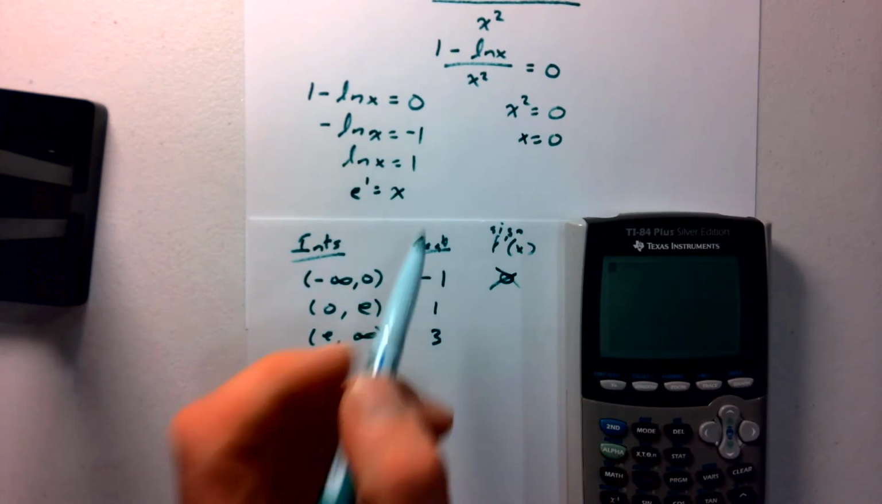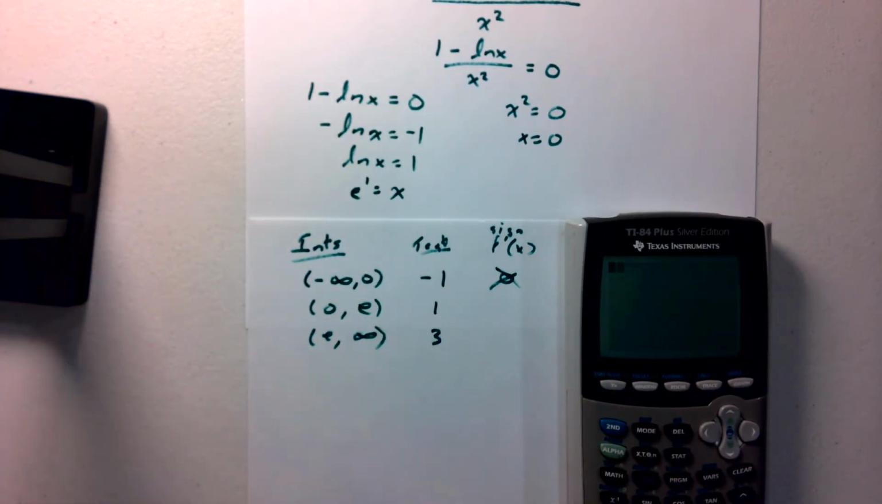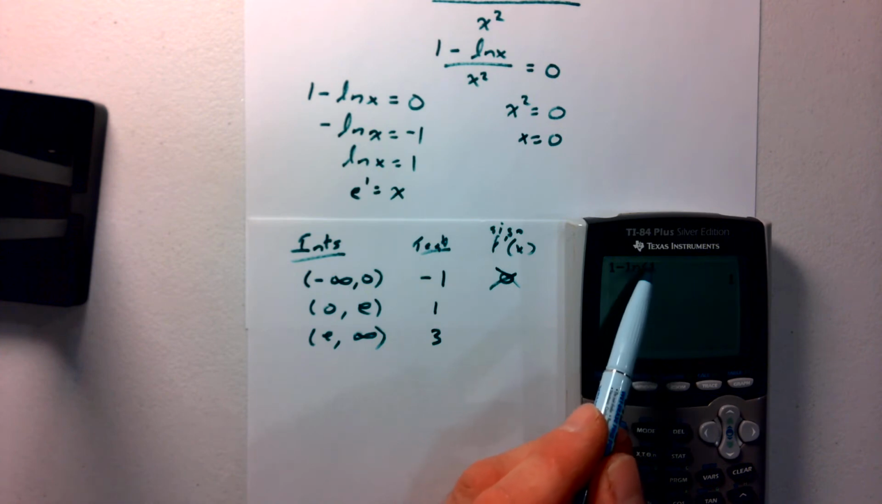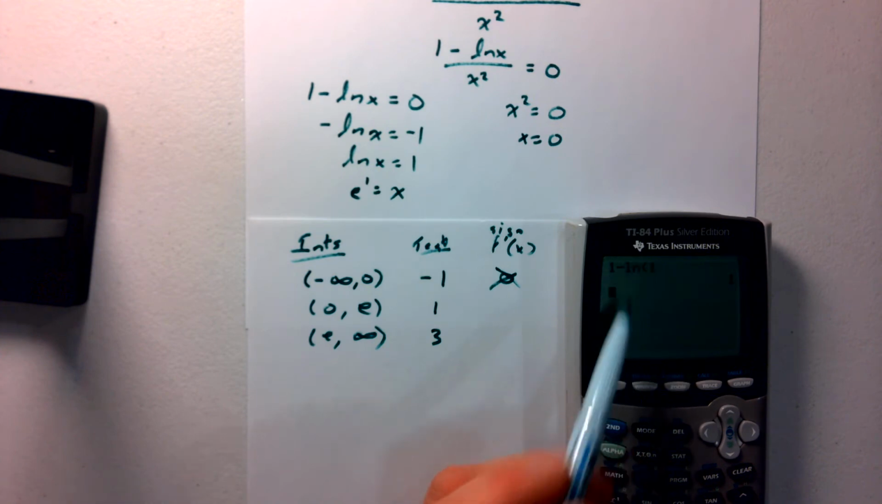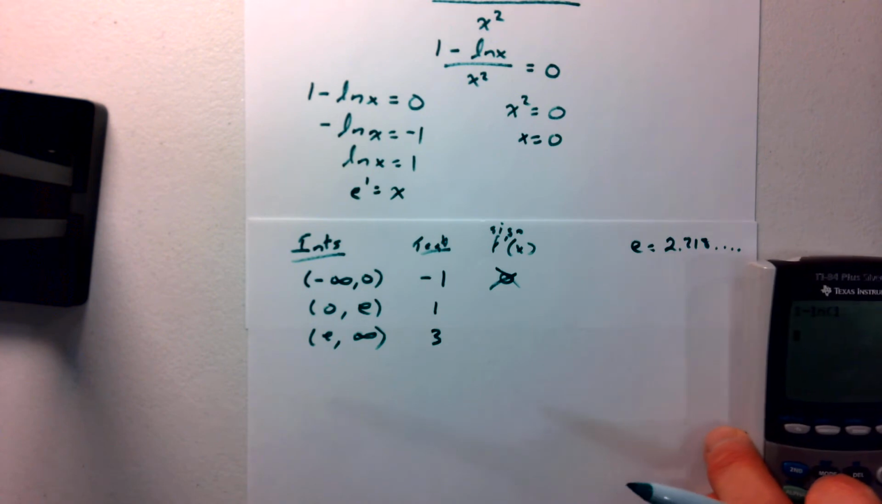So now I'm going to do my natural log of 1. So I have 1 minus the natural log of 1, which gives me, that's interesting, isn't it? Natural log of 1, remember, is 0. So 1 minus 0 is going to give us 1.